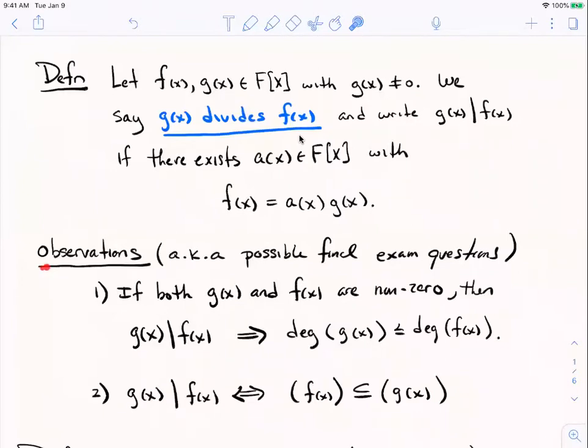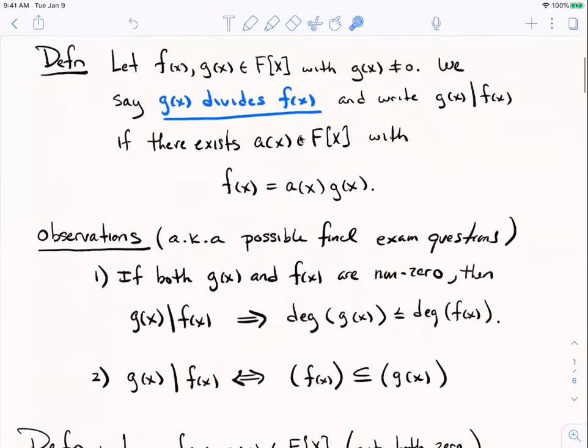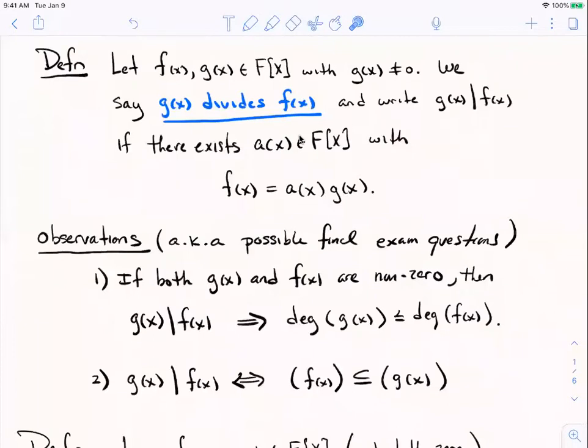Here's a couple of observations, and as we approach the end of our course, I'm going to keep pointing out that anytime I suggest an exercise or an observation, that's a euphemism for a possible final exam question. So a couple of observations that I'm just going to say and let you think about the details. You can maybe ask me about them in an office hour. If both f and g are non-zero, because g in the definition, the thing you're dividing by, can't be 0. But if f isn't 0 either, then if g divides f, it follows that the degree of g is no more than the degree of f. All right, so that's one observation.